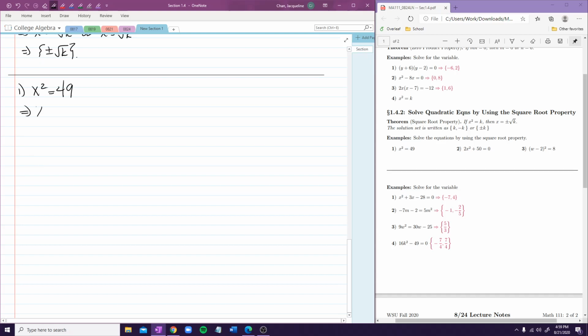So this is x is equal to plus or minus the square root of 49. In this case, what is the square root of 49? It is 7, because 7 squared is equal to 49. And if I plug this in, positive 7 quantity squared is 49, and negative 7 quantity squared is 49, because negative 7 times negative 7 is positive 49. So what does that mean? That means our solution set is plus or minus 7.